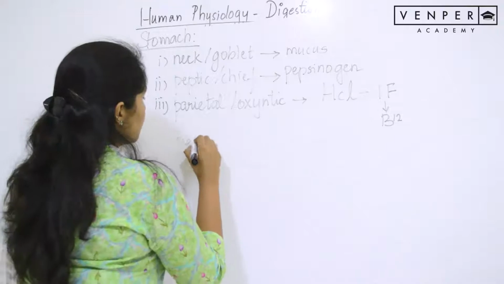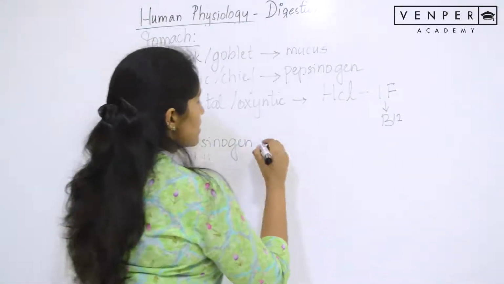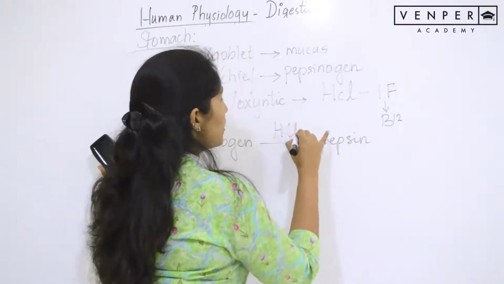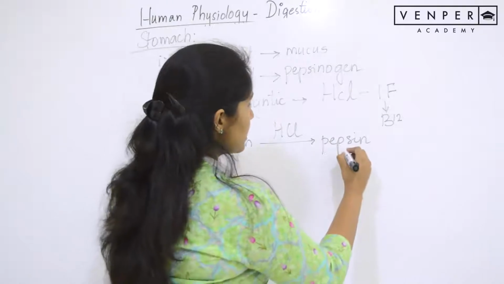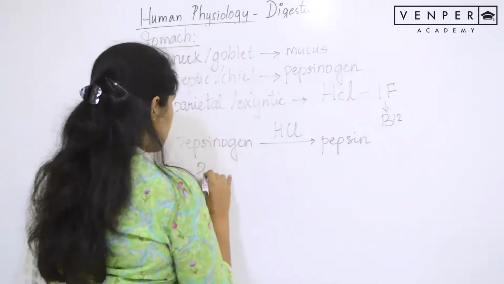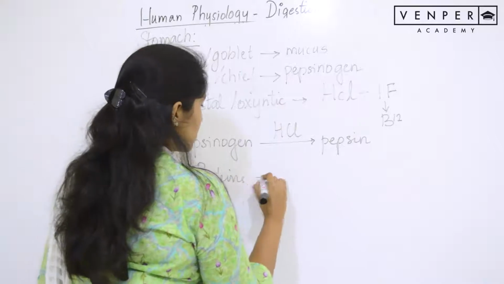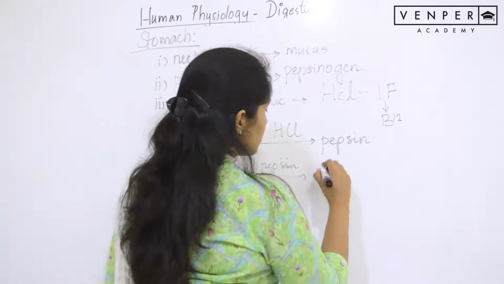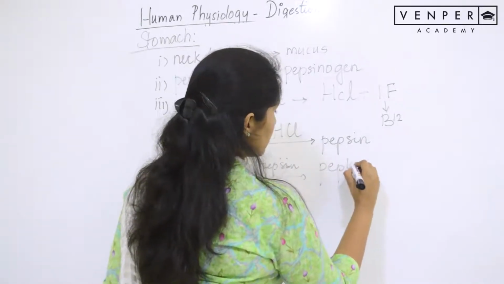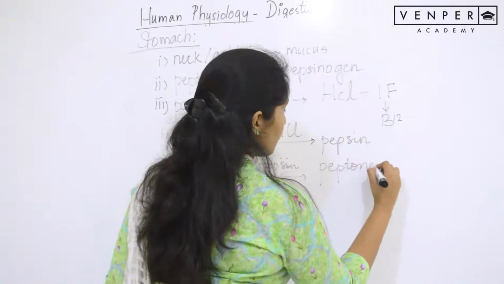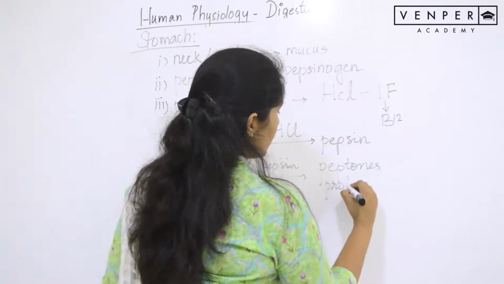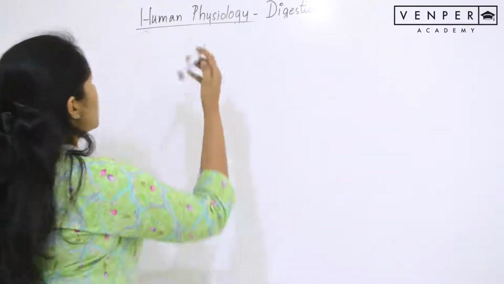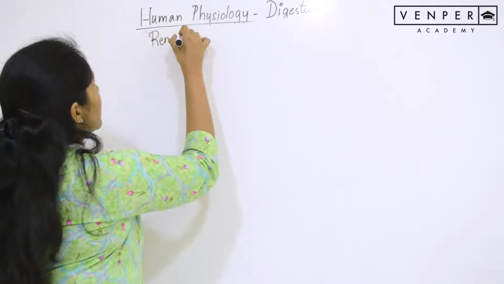So pepsinogen gets converted into pepsin in the presence of HCl. Now what the pepsin does is it acts on proteins to give 2 things, peptones and proteases. Sometimes along with the other enzymes in the stomach, you can also see another enzyme called renin.